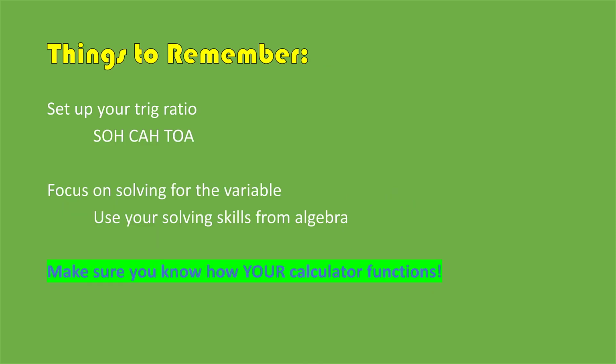So let's just wrap up some important things here. Remember to always set up your trig ratio. Use SOHCAHTOA. Also, focus on solving for the variable. This involves using your solving skills from algebra just like you've always done. And finally, make sure you know how your calculator functions. You need to be in degree mode. And that is all for this lesson.